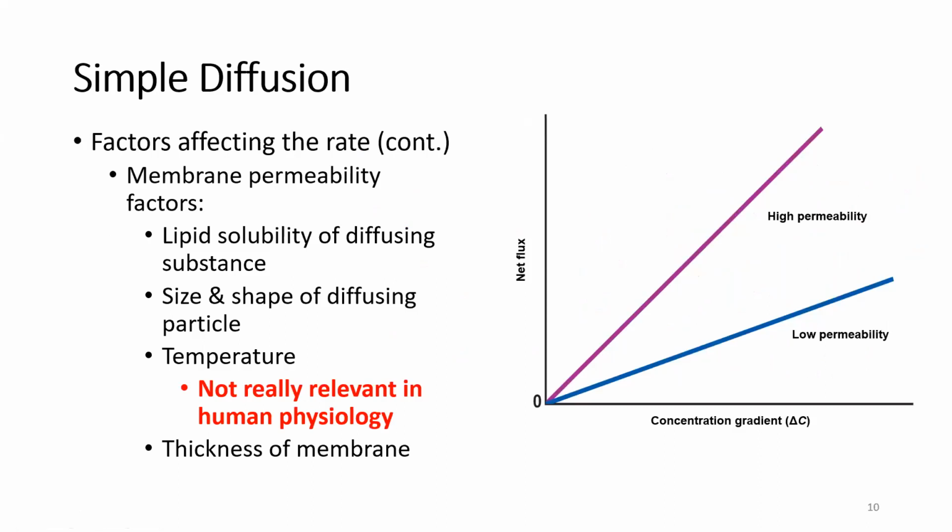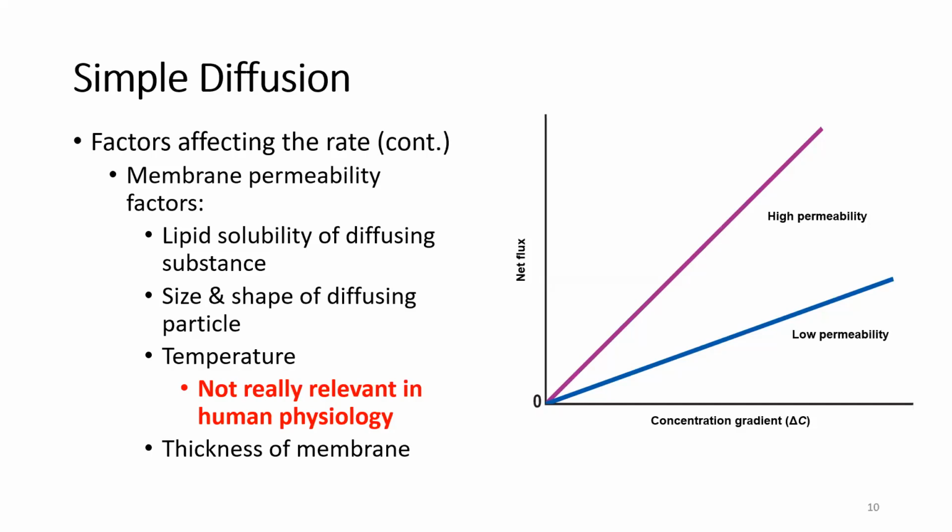How easy is it for that particle to get through the membrane? How much does the membrane facilitate movement of that particle? And so membrane permeability is in turn influenced by some other factors as well. So the lipid solubility of the diffusing particle or substance. In other words, is this particle lipophilic, hydrophobic, or is it hydrophilic, lipophobic? Okay, how easy is it for that particle to get through the lipid bilayer?